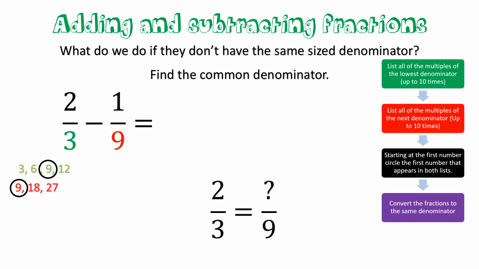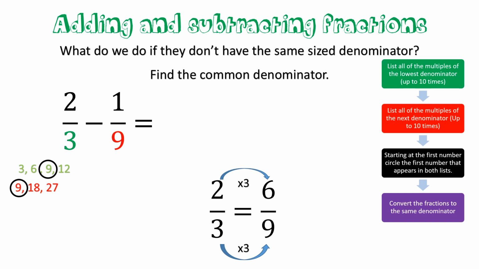So to get from 3 to 9, I'm going to do 3, 6, 9. I can see that I've multiplied by 3. Whatever I do to the top, I always do to the bottom or vice versa. So 2, I'm going to multiply that by 3, and that's going to give me the answer of 6.